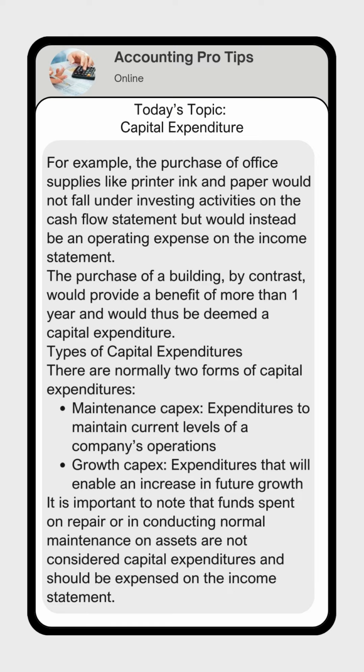Types of capital expenditures. There are normally two forms of capital expenditures. 1. Maintenance CapEx: expenditures to maintain current levels of a company's operations. 2. Growth CapEx: expenditures that will enable an increase in future growth. It is important to note that funds spent on repair or in conducting normal maintenance on assets are not considered capital expenditures and should be expensed on the income statement.